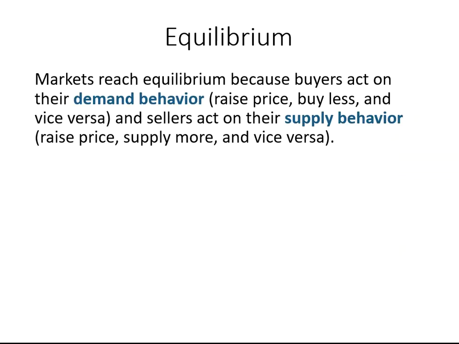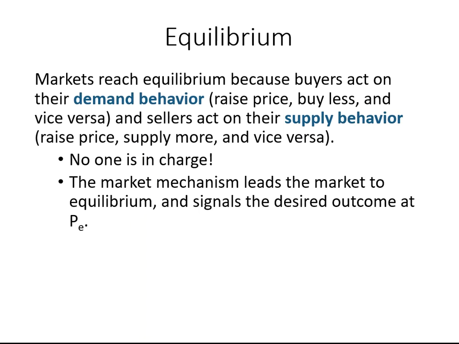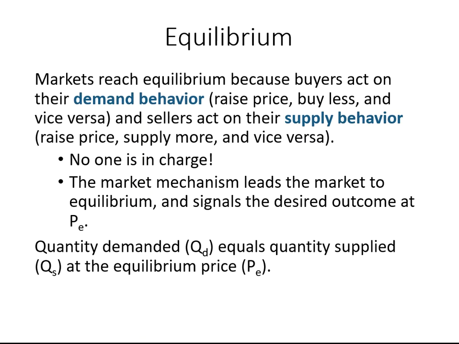So at equilibrium, what happens to the consumers' and producers' behavior? The market reaches equilibrium because buyers act on their demand behavior: when price rises, they buy less, and vice versa. Sellers act on their supply behavior: when price rises, they supply more, and vice versa. At this point, no one is in charge, and they are happy with each other. The market mechanism leads the market to equilibrium and signals the desired outcome at the equilibrium price, where the quantity demanded equals the quantity supplied.